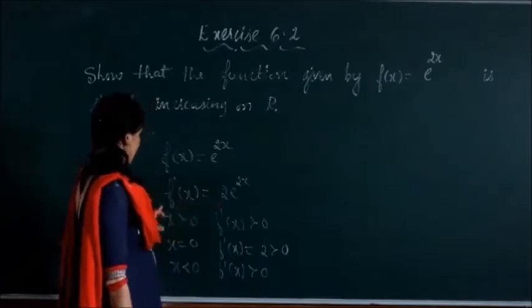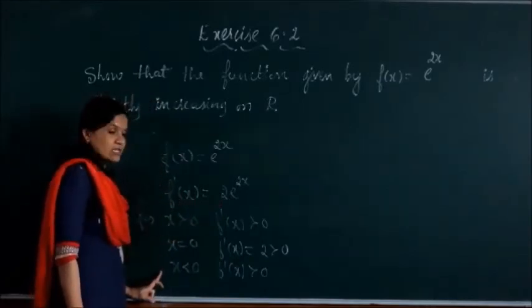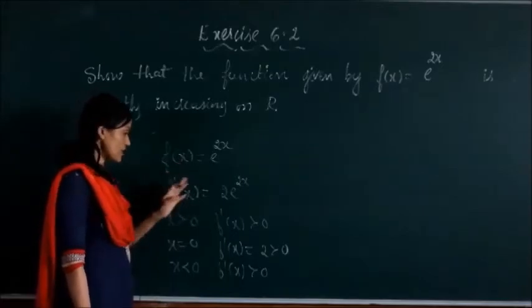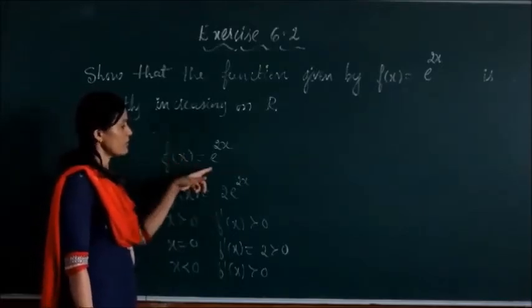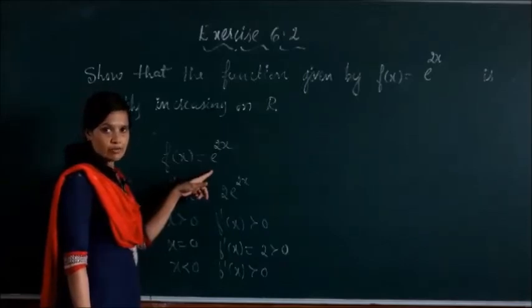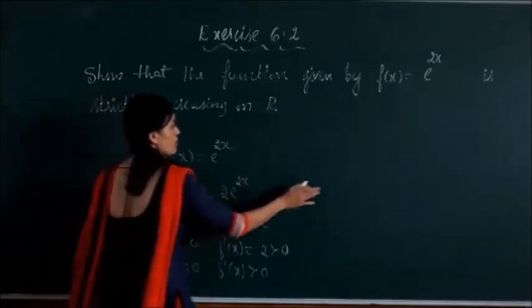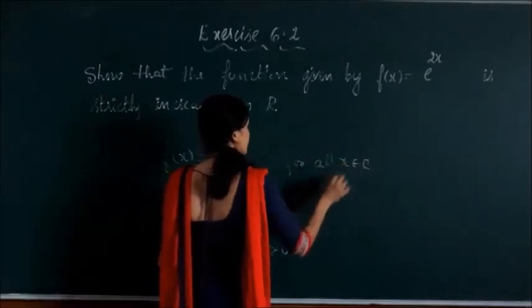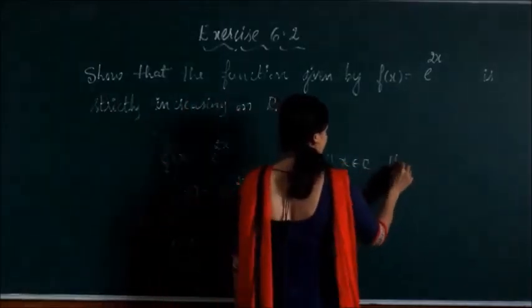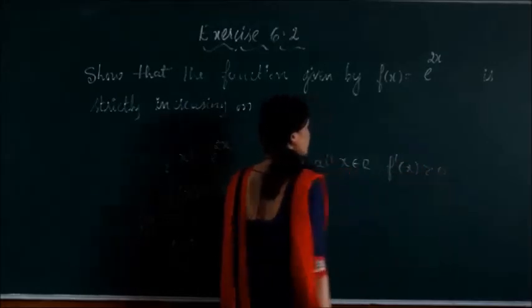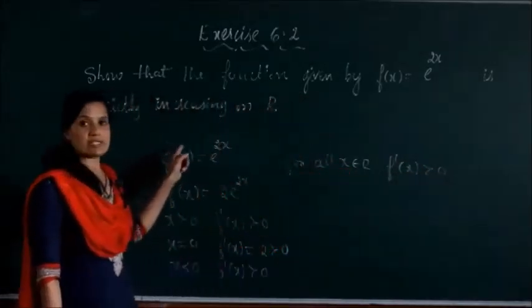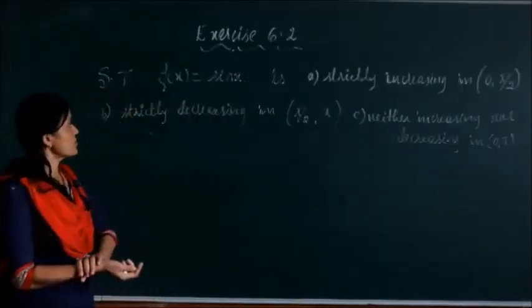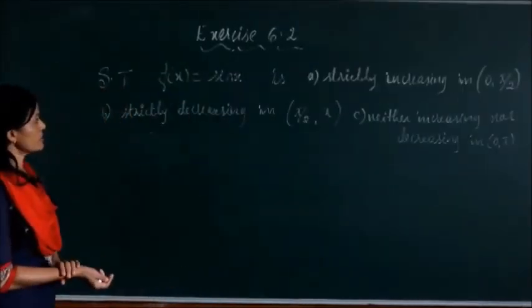Hence for all the values of x belongs to R, f dash of x is greater than 0. Hence the given function is an increasing function. For all x belongs to R, f dash of x is greater than 0. Hence f of x is a strictly increasing function.